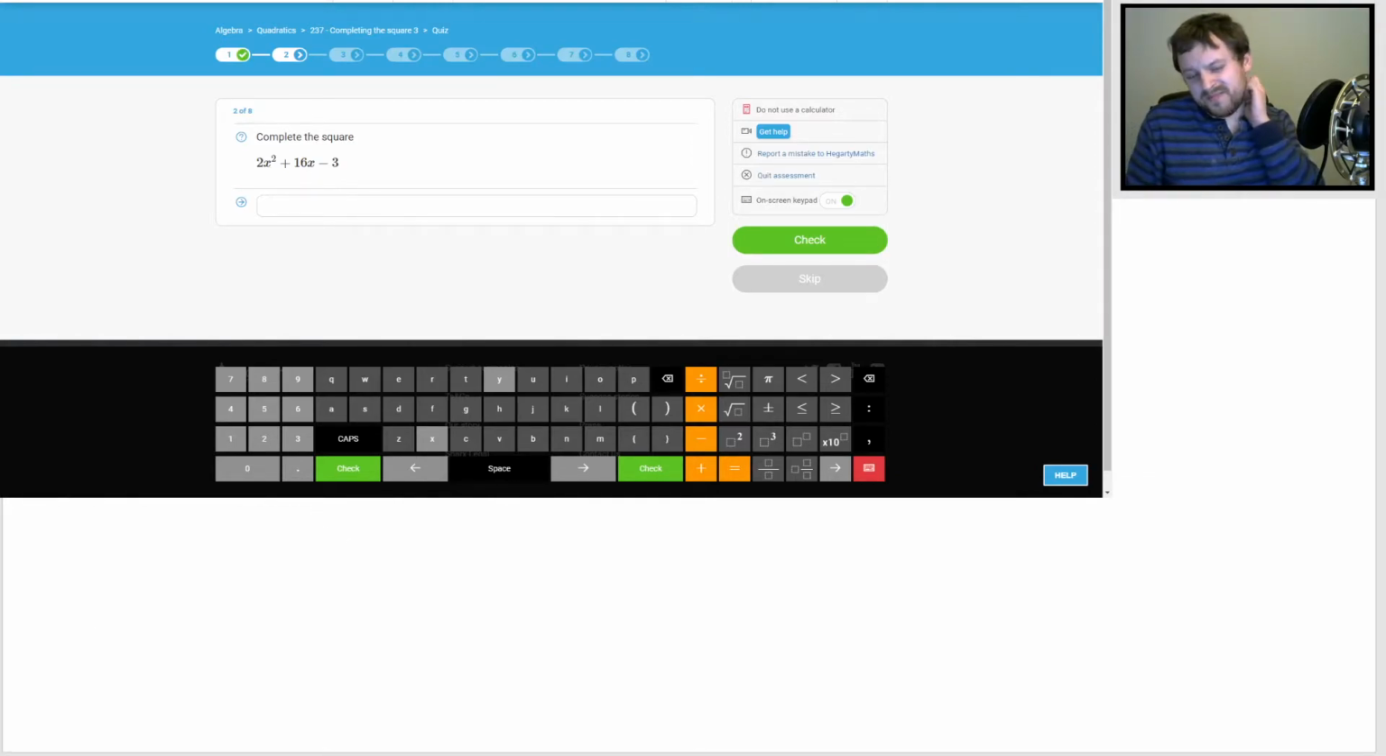Okay, so I'm wondering if I actually want to try this one in my head and do a question where the coefficient of x squared isn't 2, just so that you've seen a different number. So I'm going to try to just do this one in my head. So it's going to be 2 lots of, so let me put the 2 out the front, and it's going to be x plus half of 16 is 8, and then half of 8 is 4.